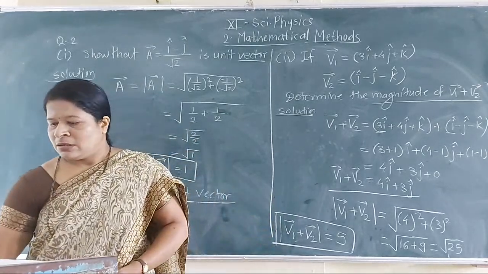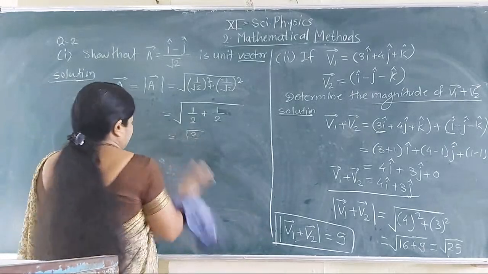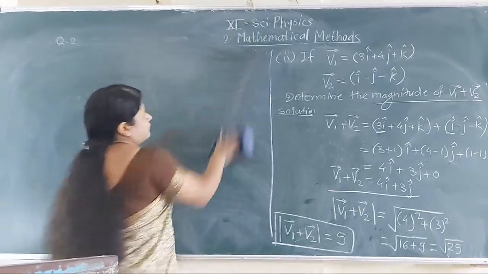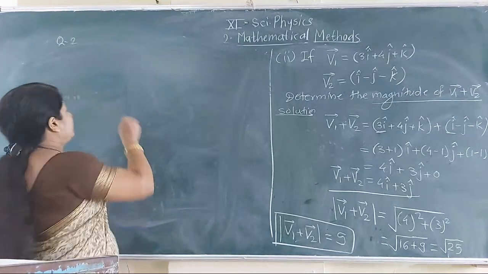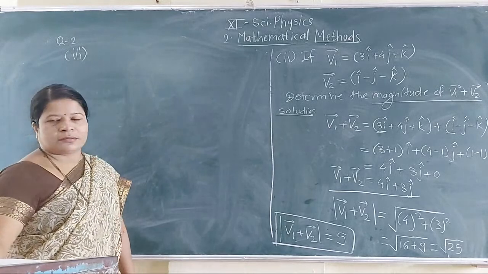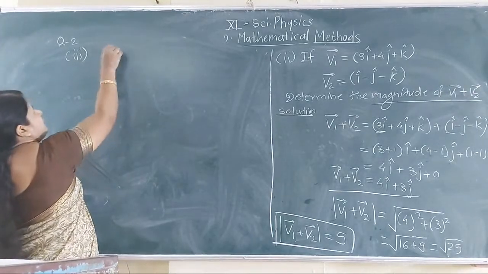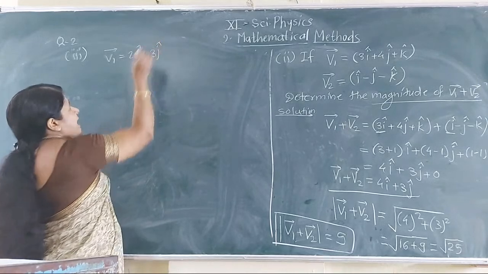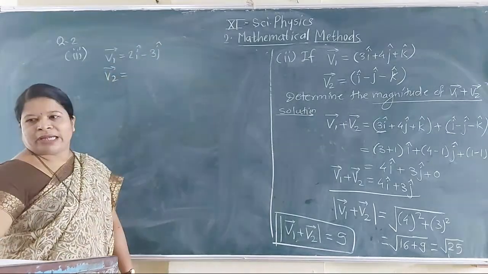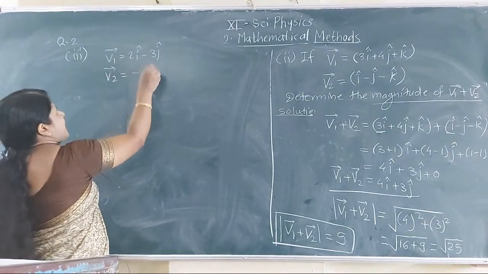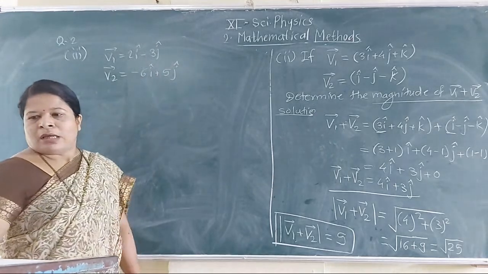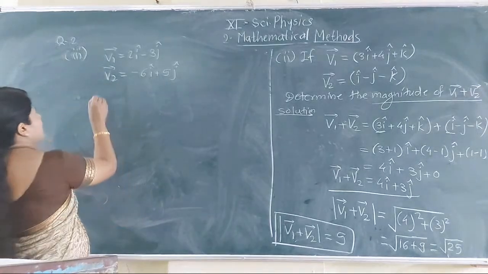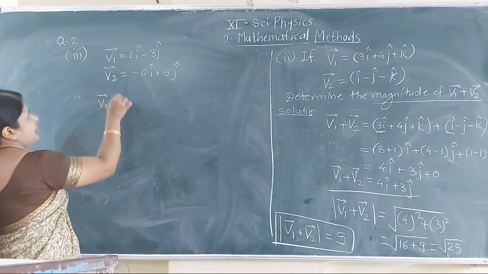So next, question number 3. For vector V1 equal to 2I cap minus 3j cap, and vector V2 equal to minus 6I cap plus 5j cap, in this numerical we have to determine the magnitude and direction of vector V1 plus vector V2.